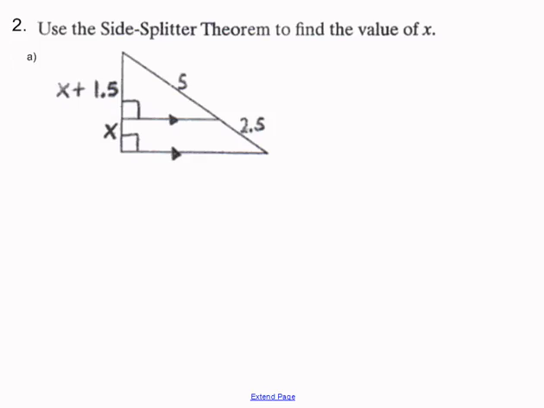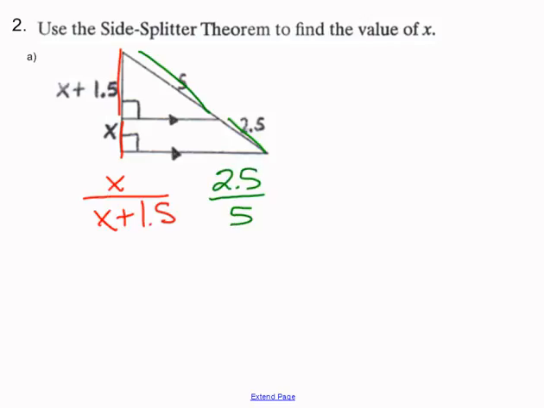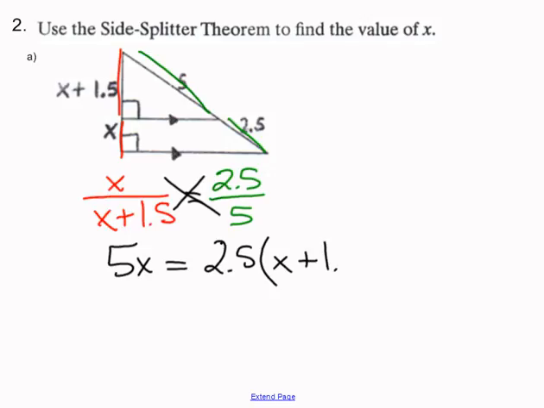So then we step it up a notch, of course, and I notice that this will be proportionate to this one. So I'm going to say x over x plus 1.5. Then the bottom piece, then the top piece: 2.5 and 5. Okay, so now we just do a cross multiplication. 5x equals 2.5 parentheses 1.5.